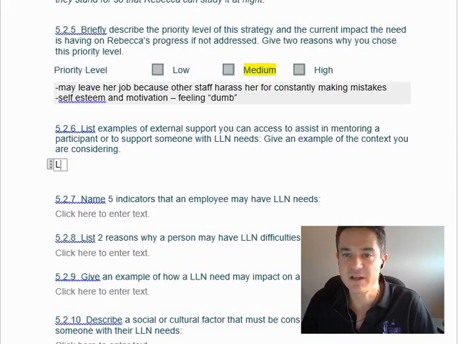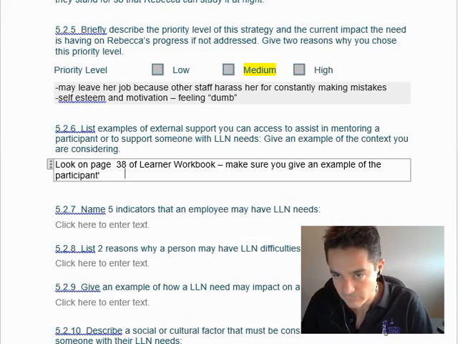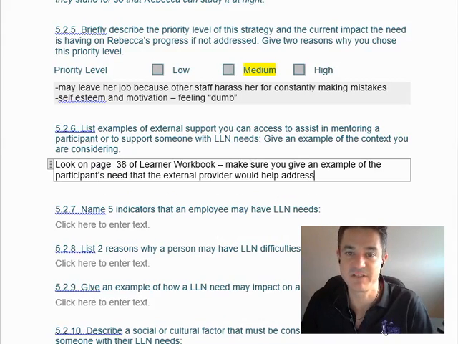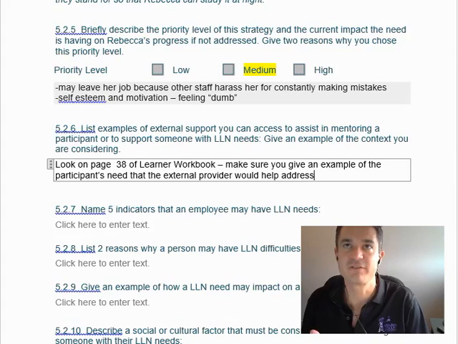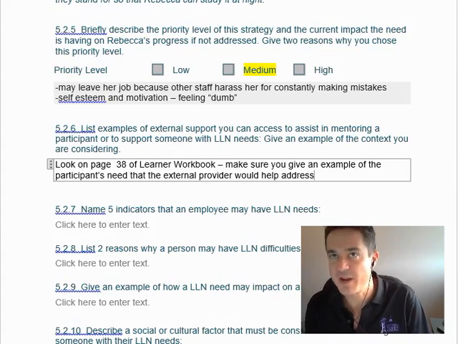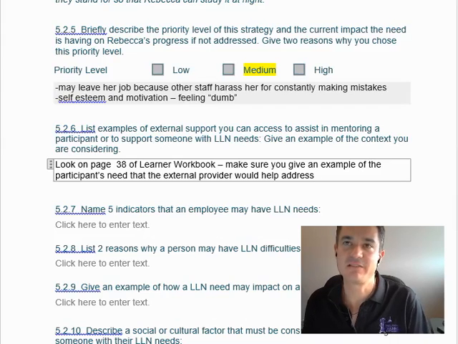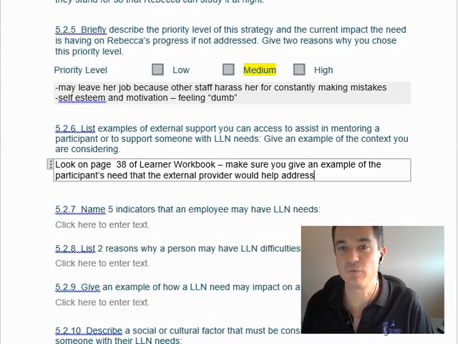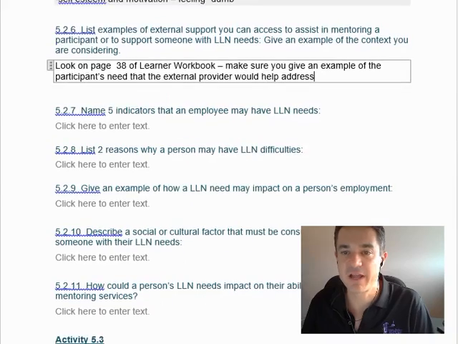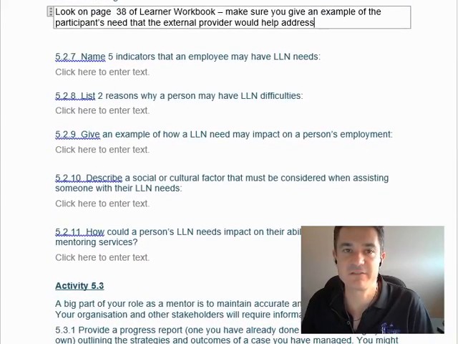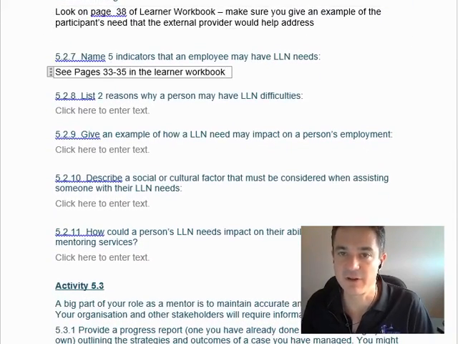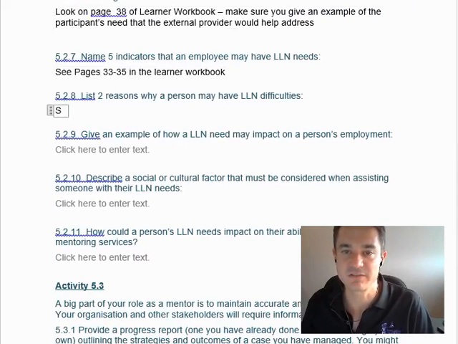5.2.6. List examples of external providers. Okay, so just look on page 38 of your learner workbook. Make sure you give an example of the participant's need that the external provider would help address. So if it's something like reading and writing, or upping the reading skills, if it's an external provider that does that, then make an example of how that's going to help the participant in the workplace. 5 indicators that the employee may have LLN needs. Just look through pages 33 to 35 in the learner workbook. It's all listed out in there.